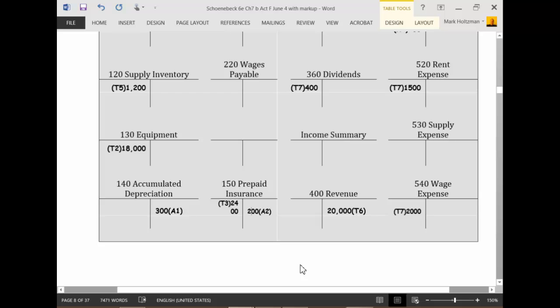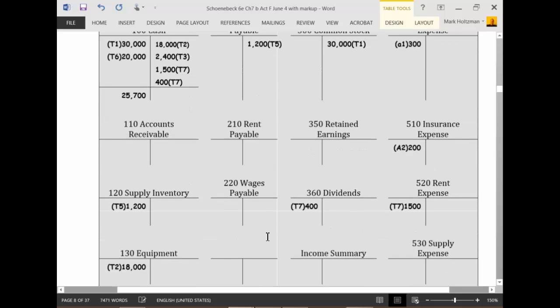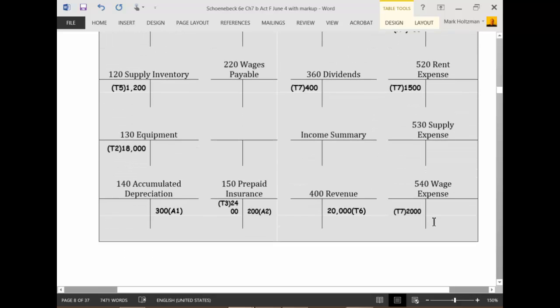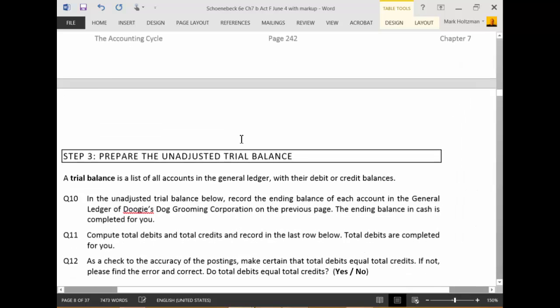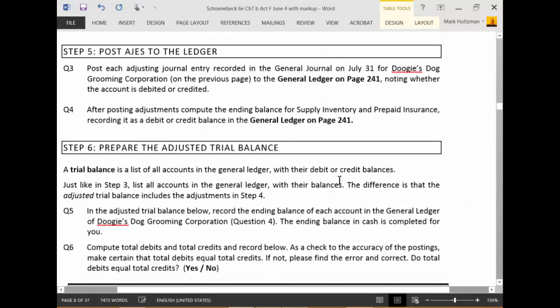Then I had supply expense, which I debited for $700. So where's the supply expense? Right over here. So A3, $700. And then I credit supply inventory for $700. And that's posting. That would be step 5. Posting your adjusting journal entries.